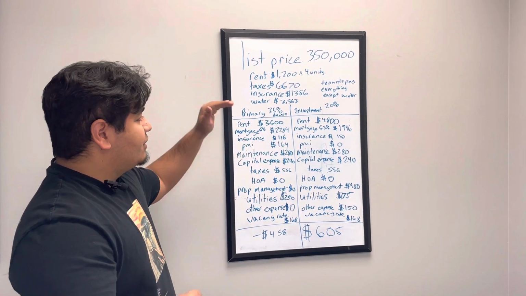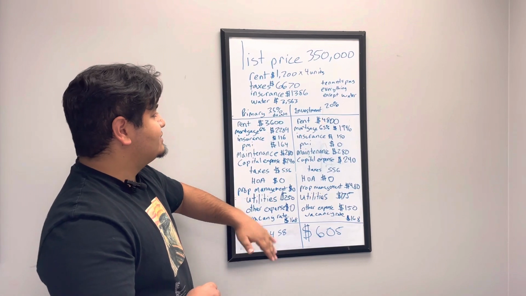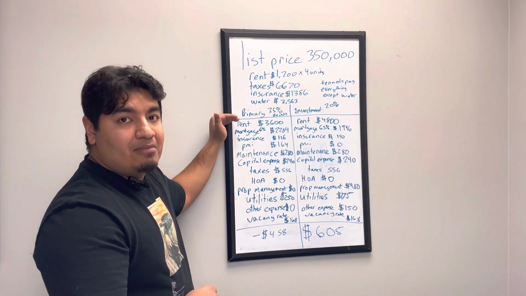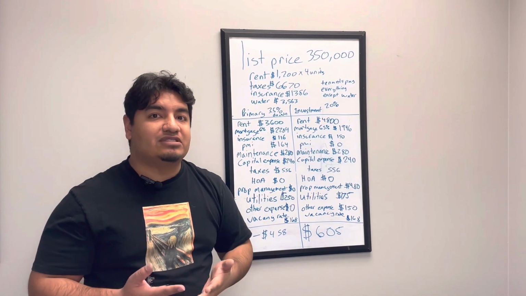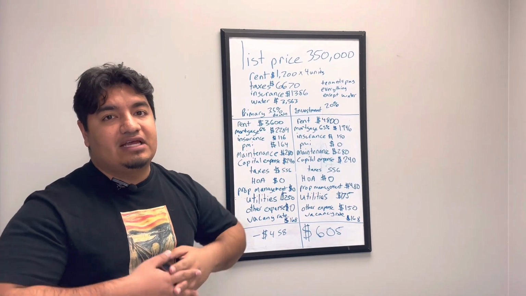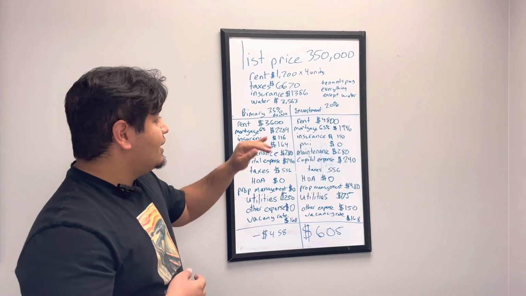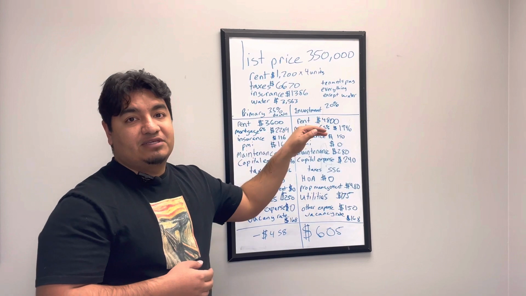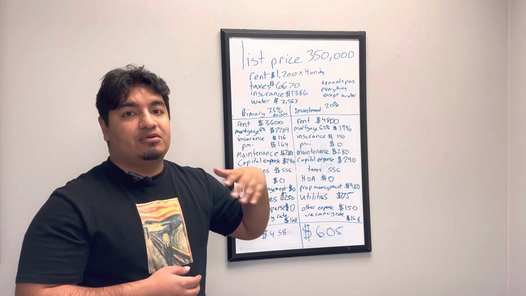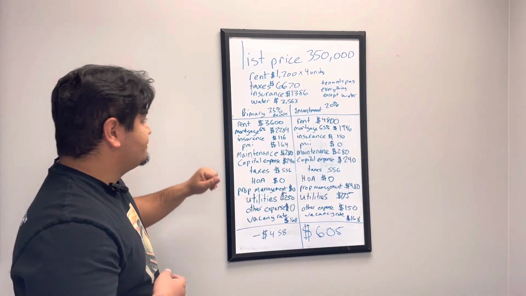So I'm gonna go through both sides. This side is gonna be primary, as if you were house hacking, living in one of the units and renting out the other. And then the other is gonna be an investment. So you put 20% down, the more traditional way.